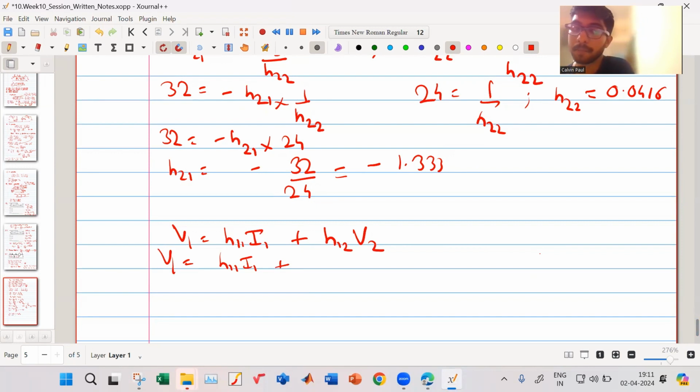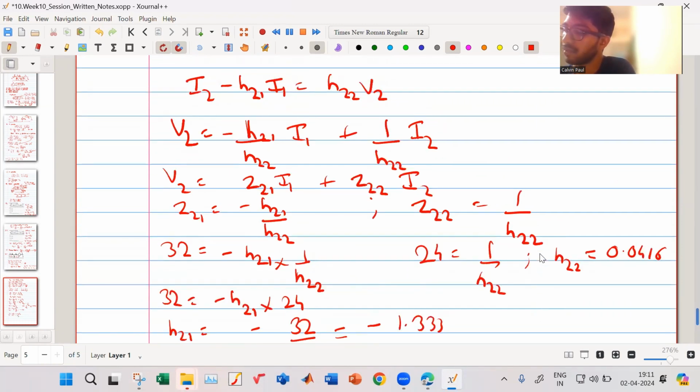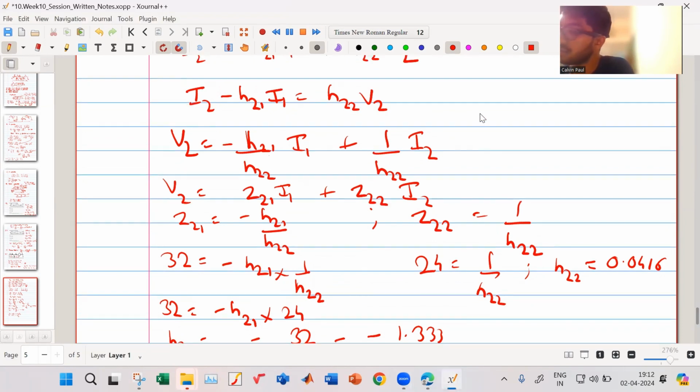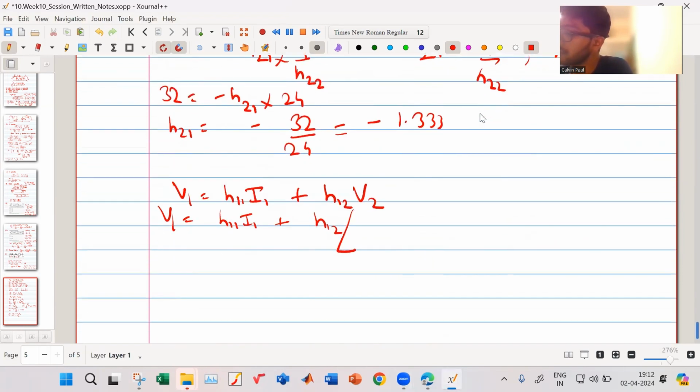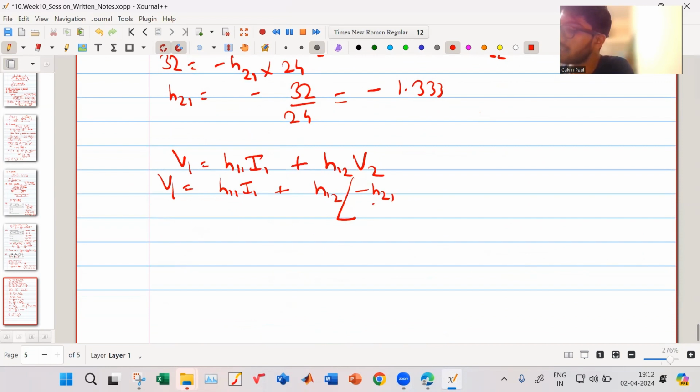Okay, so plus H12. What is your V2? We already have V2 equal to minus H21 upon H22 I1 plus 1 upon H22 I2. So I substitute that. So my V2 is equal to minus H21 upon H22 I1.